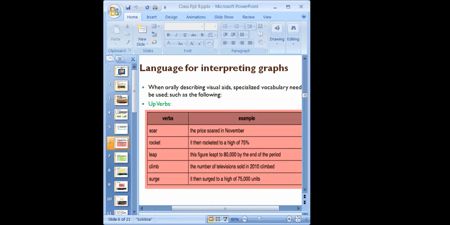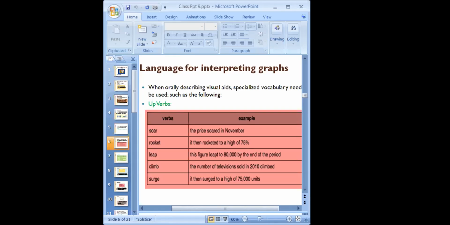So it takes that idea and changes it a little, using it beautifully. Creative use of language, right? So a modest increase means there was a small increase or a slight increase. See how beautiful the language is.